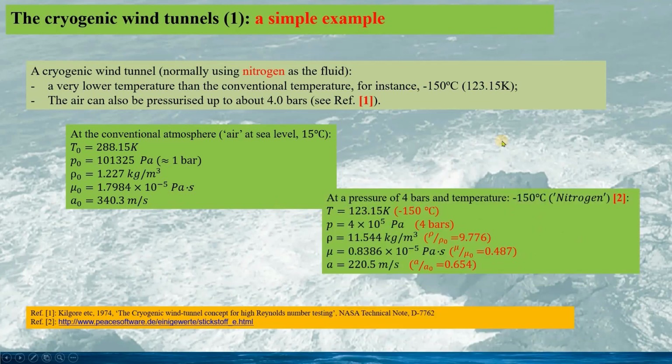So in the low temperature and the applied pressure, the nitrogen would have the properties as this. Density would be 11.5 kilogram per cubic meter. So the density is increased about 10 times. The viscosity here is reduced when compared to the viscosity at the conventional atmosphere. So it's about half of that viscosity. And the speed of the sound is reduced to 220 meters per second. It's about 0.65 times of the speed of the sound in the conventional atmosphere.